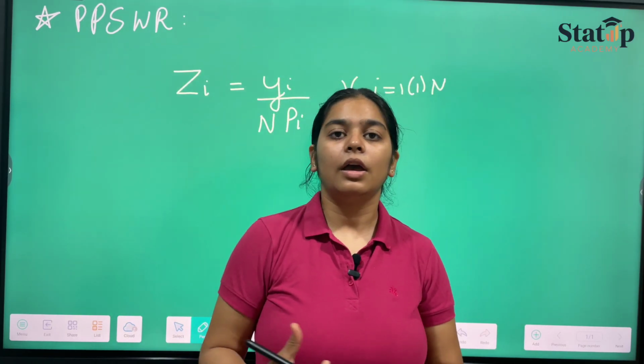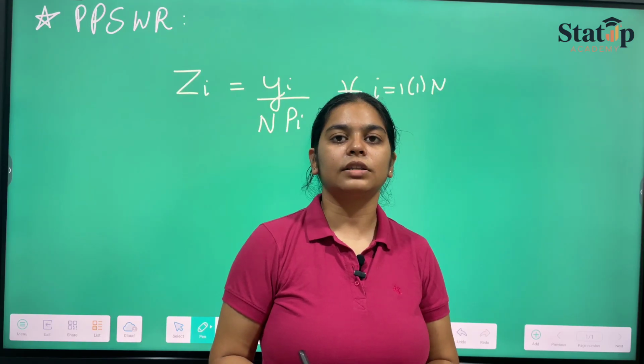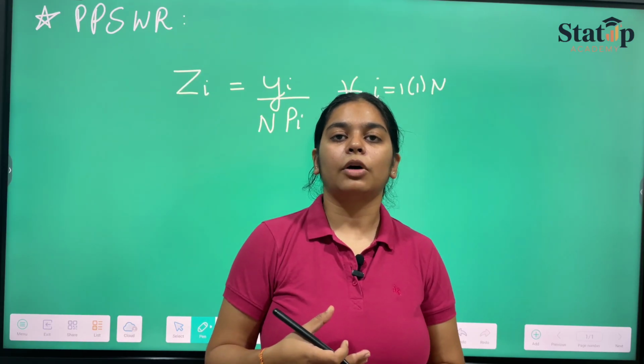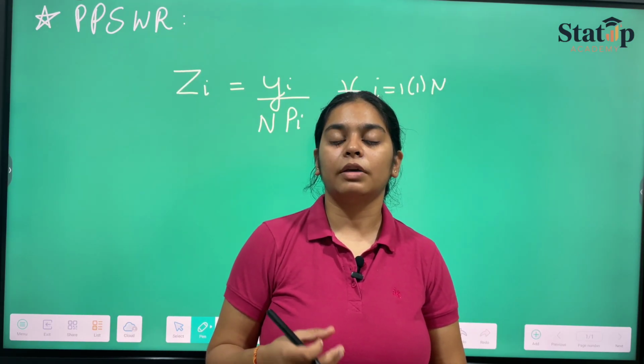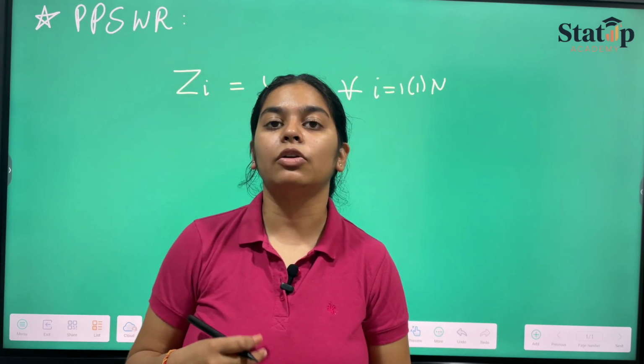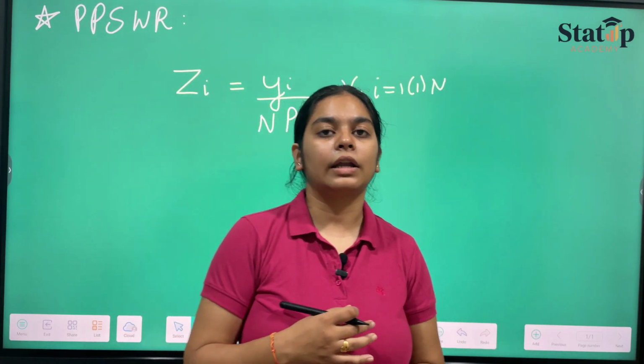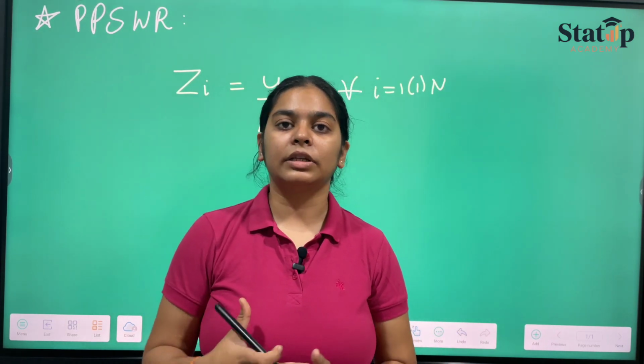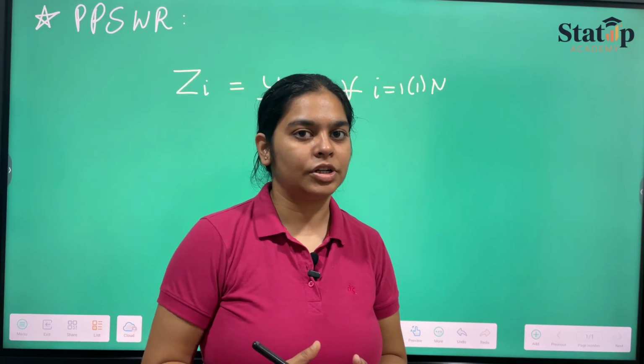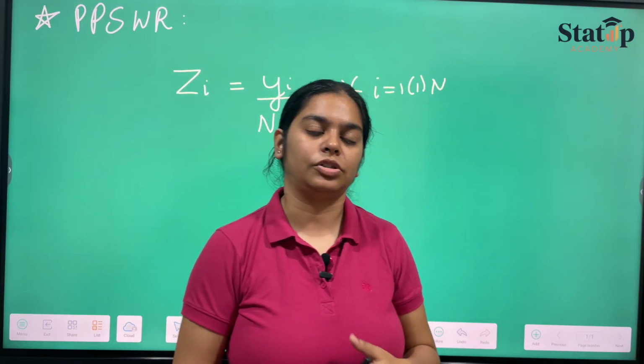which is Pi. But in the without replacement case, if we select a unit from the population, then we will not replace it, we'll take it out only, and by this measure our probability changes and hence our estimation also changes.